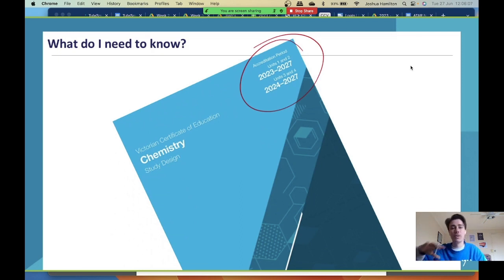So it's really important that you stick with this one because this is the one that's going to be relevant for you and you're going to continue to use it through next year and beyond. So really, really important. Make sure you select this study design. The other one is still floating around.